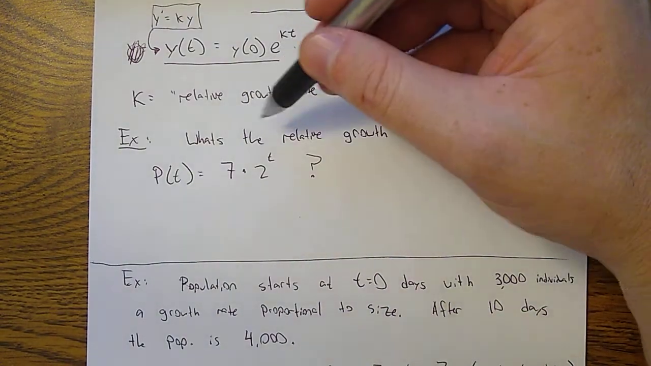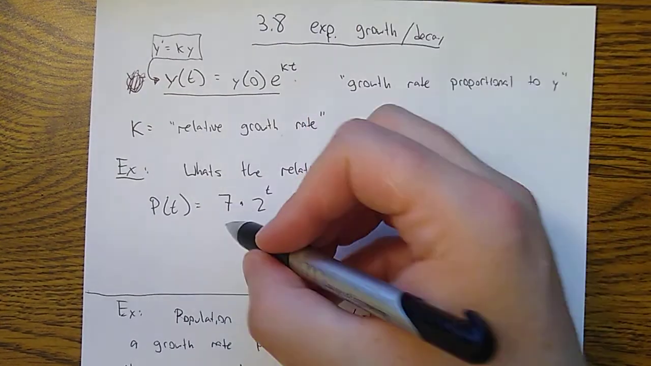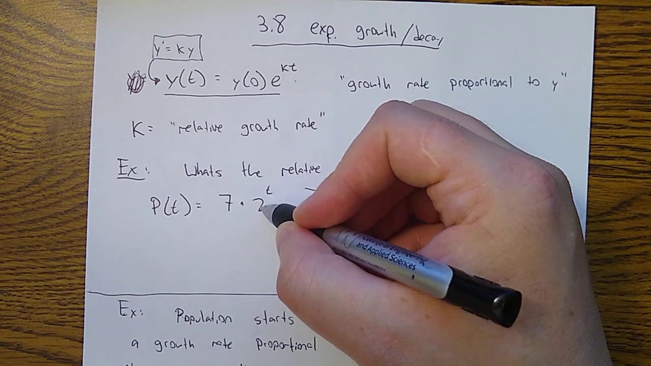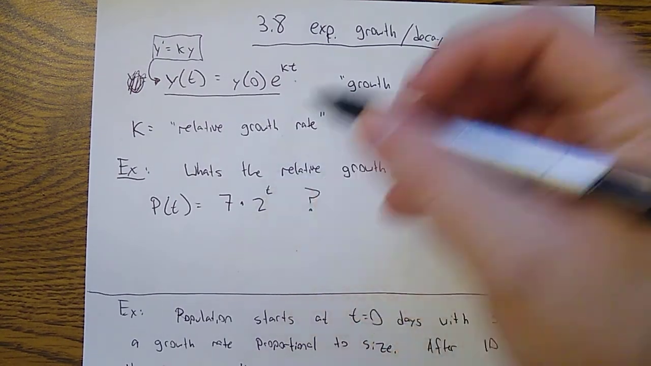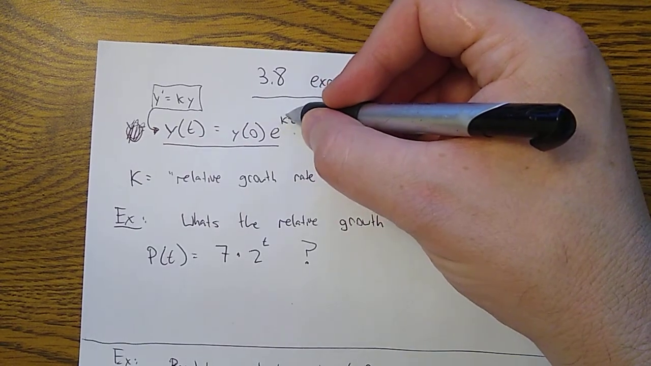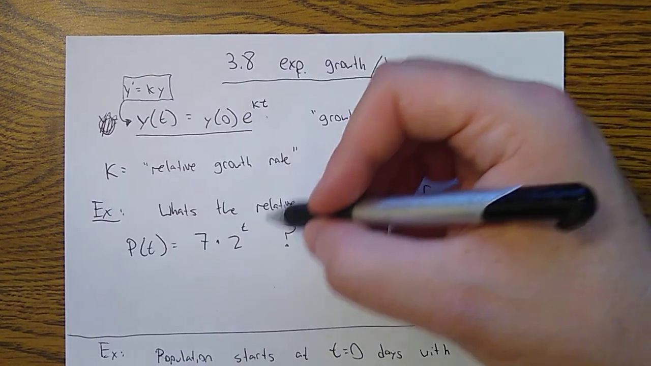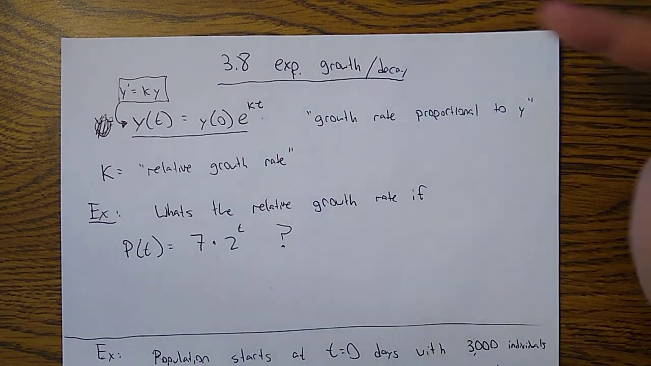So yeah, let's do an example where we find the relative growth rate. Of course, if this were an e, then the relative growth rate would just be 1, because this is the relative growth rate, as long as you have e in the base. But I don't have e in the base, I have 2 in the base. So what do we do?